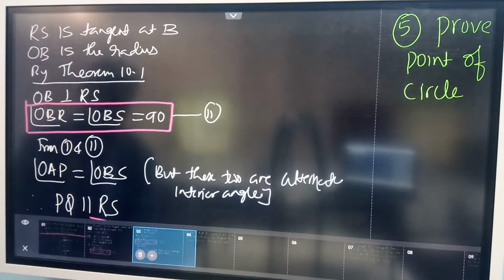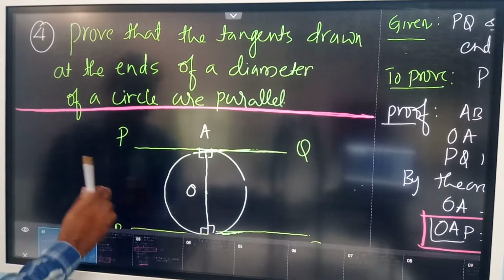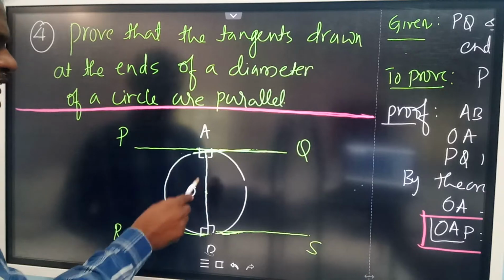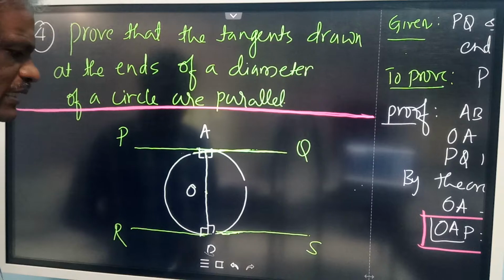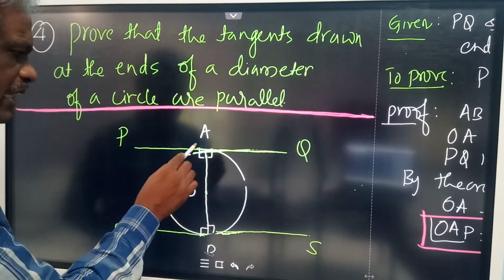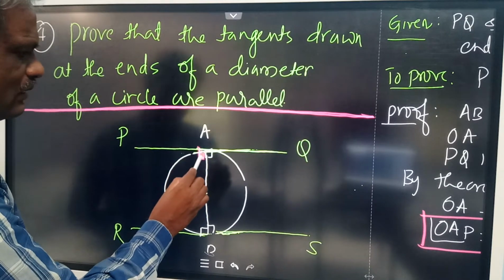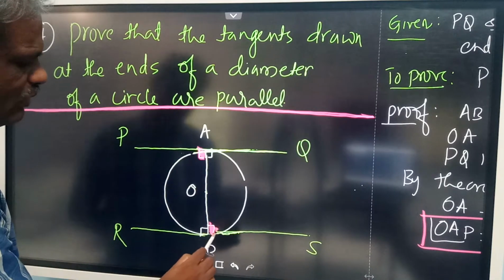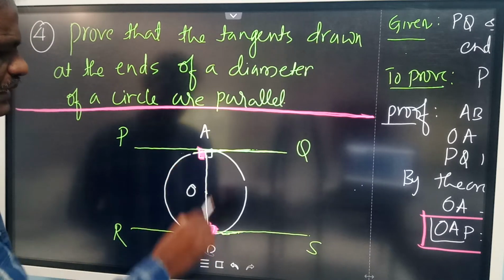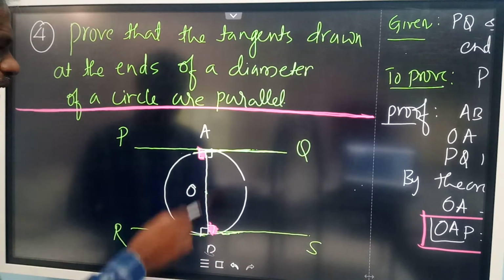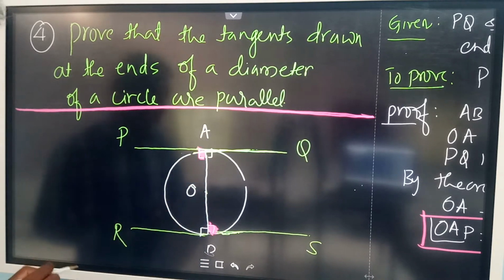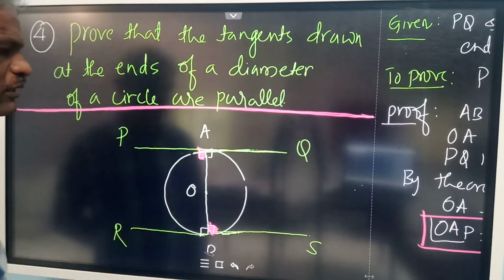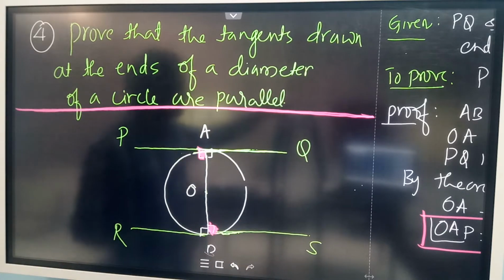See, look at this diagram once again. We proved that OA is perpendicular to PQ because radius drawn through the point of contact is perpendicular. Again, OB is perpendicular to RS. This is also radius drawn through the point of contact. As AB is the diameter, this angle is equal to this angle because all the four angles are equal to 90 degree. So these are alternate interior angles, and both are equal to 90 degree. You can conclude PQ is parallel to RS.